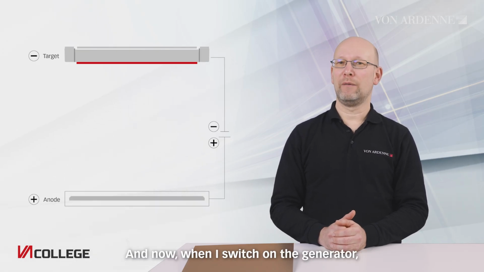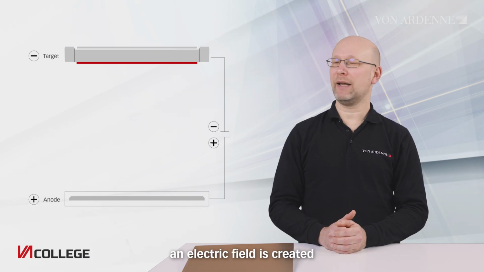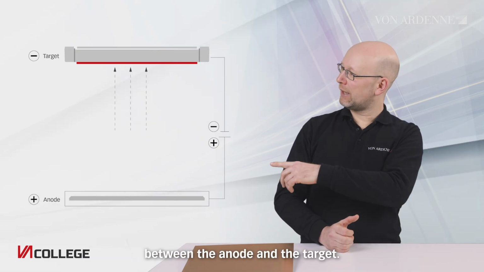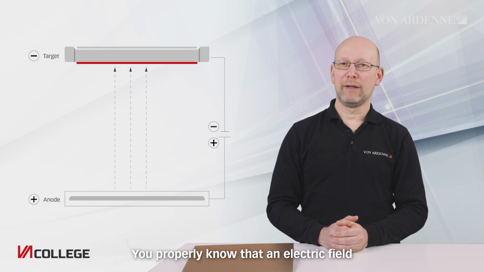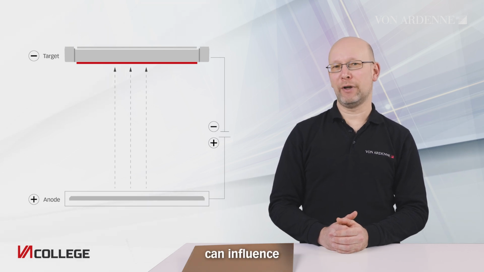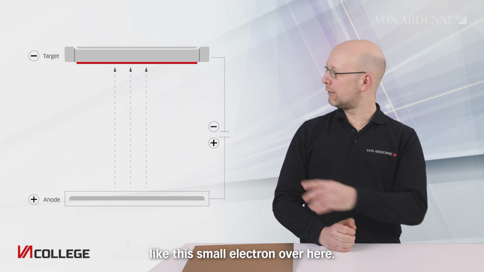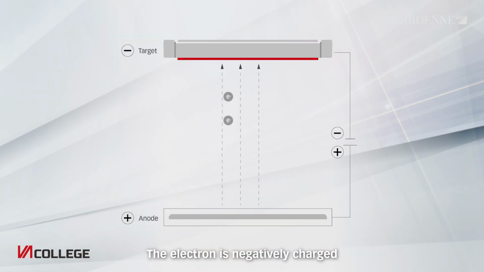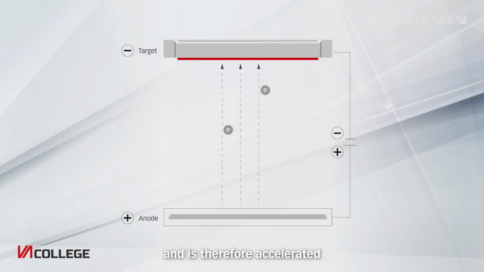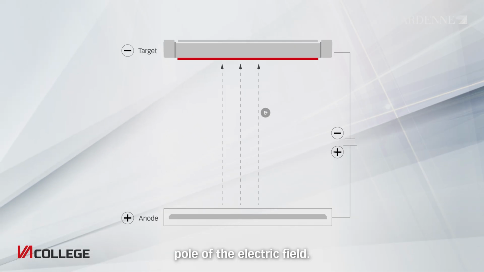And now, when I switch on the generator, an electric field is created between the anode and the target. You probably know that an electric field can influence charge carriers, like this small electron over here. The electron is negatively charged and is therefore accelerated towards the positive pole of the electric field.